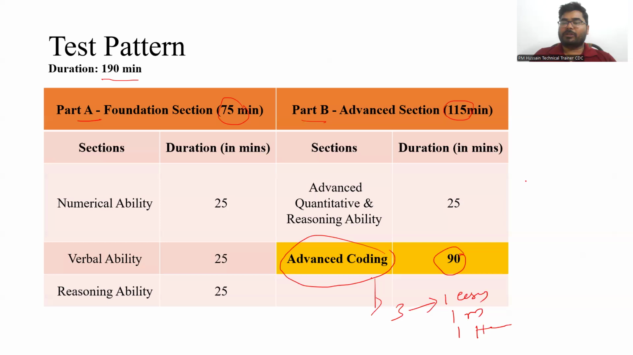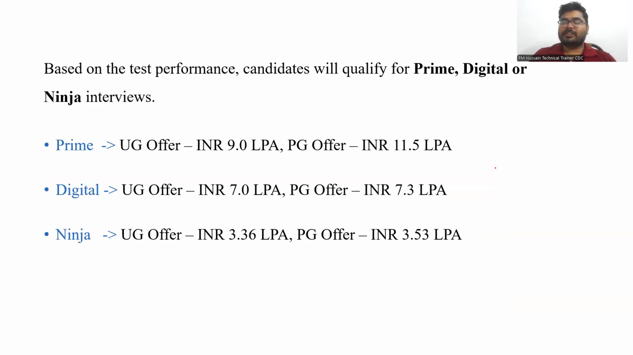If you solve one or two problems, you may get Digital, and if you solve three problems, you may get Prime. Based on your test performance, you will be selected for one of these interviews: Prime interview, Digital interview, or Ninja interview. If you solve the coding problems, only then can you get the higher packages like Prime and Digital. Prime is offering 9 lakhs to 11.5 lakhs, Digital is offering 7 to 7.3, and Ninja is 3.36 to 3.53 LPA only.